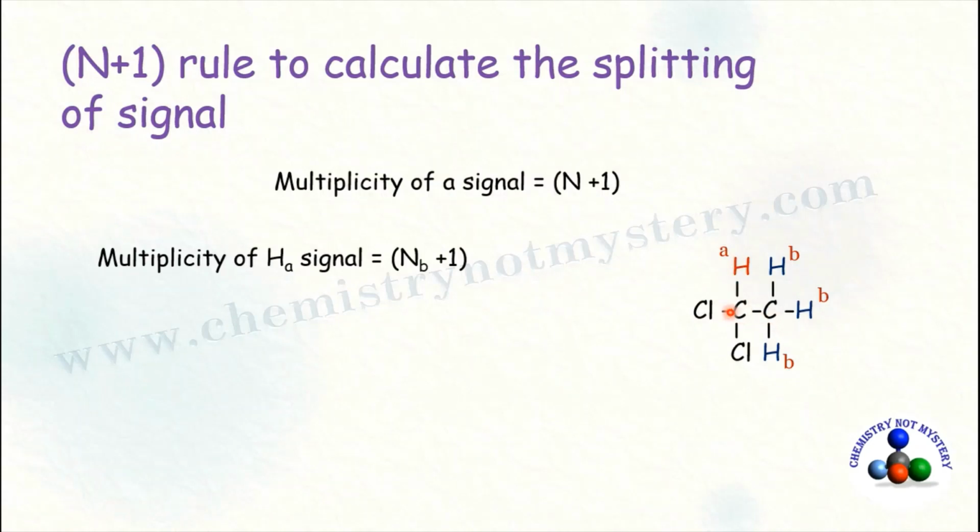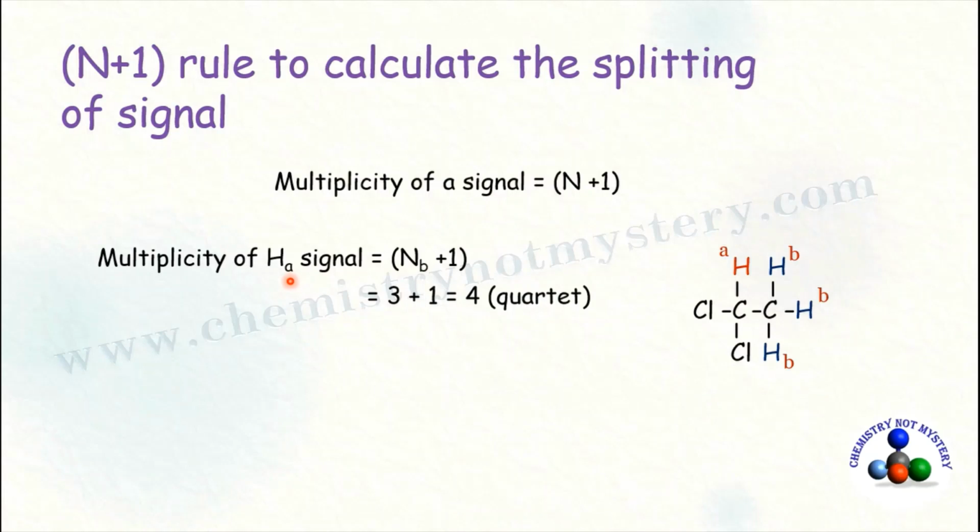Now place the value in the formula. Here there are 3 B set of protons. So we will get 3 plus 1 is equal to 4. That means signal of proton A will split into 4, or you will get the quartet for proton A.